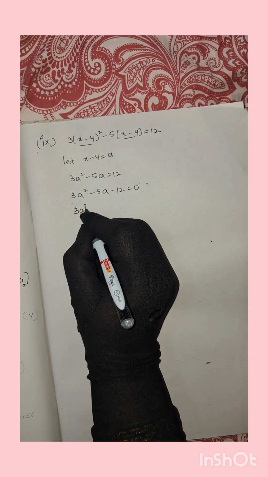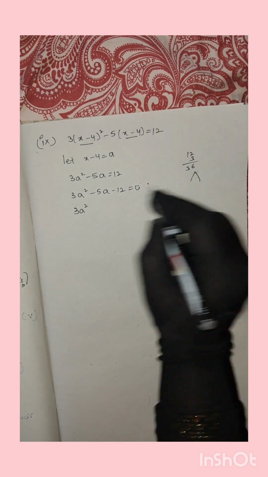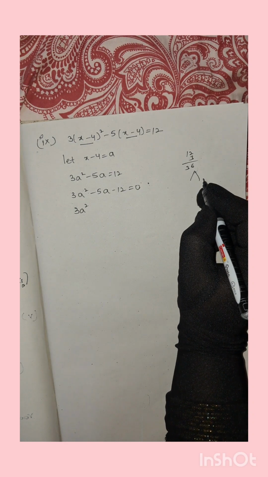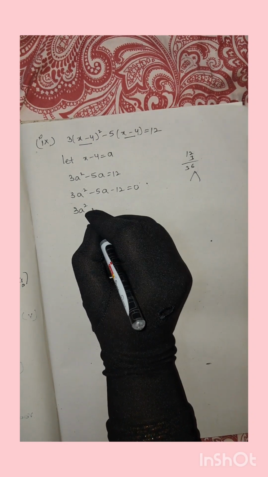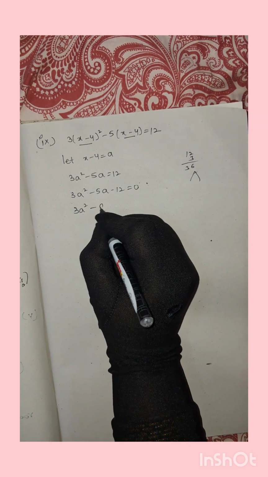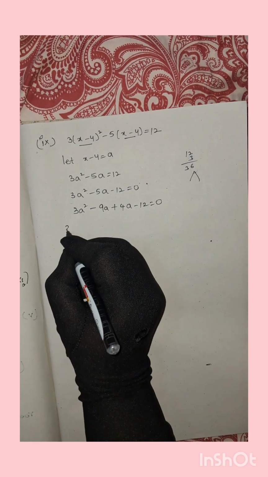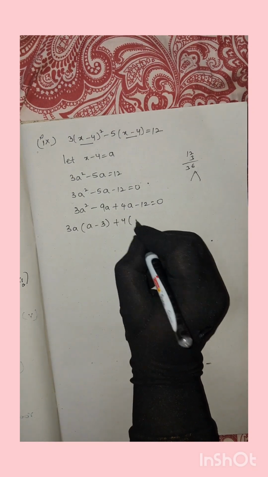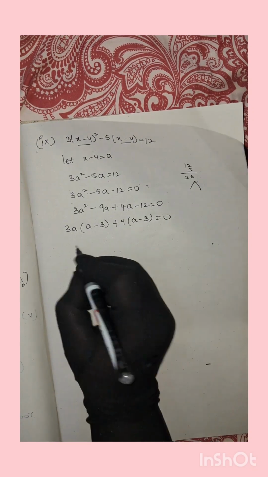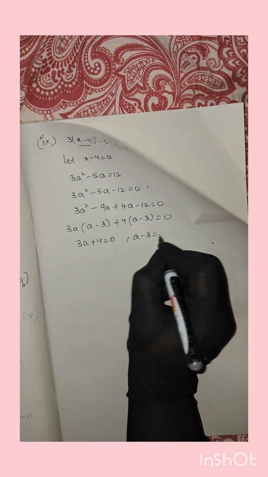So 3a square, 12, 3 12s are 36. So when you add you should get minus 5a, but when you multiply you should get 36. Okay, 4 9s are 36. So it can be minus 9a plus 4a minus 12 is equal to 0. If I am taking 3a common, a minus 3 plus 4, if I take 4 common, a minus 3, 4 3s are 12. So 3a plus 4 is equal to 0 and a minus 3 is equal to 0.